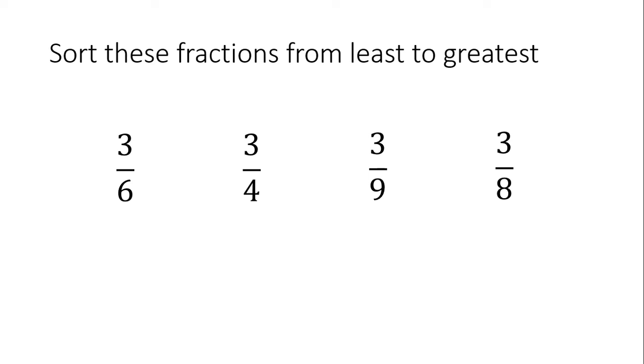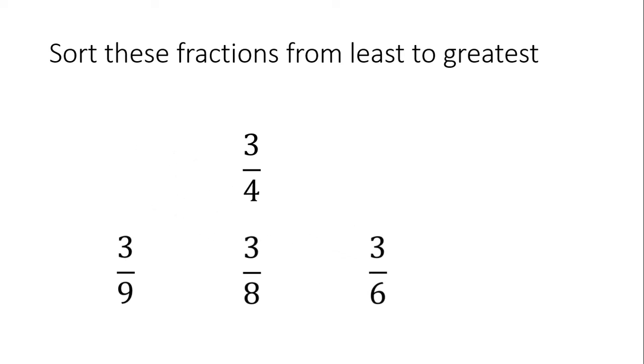Okay, welcome back. So remember, the number with the largest denominator is going to be the smallest fraction because you have to divide it into smaller size pieces in order to fit all of them in there. So the largest denominator that I see is 9, so that's our smallest fraction. Okay, what's next? Well, I think that 8 is our next largest denominator, so let's bring that over, followed by 6, and finally 4. Okay, we've sorted those fractions from least to greatest.